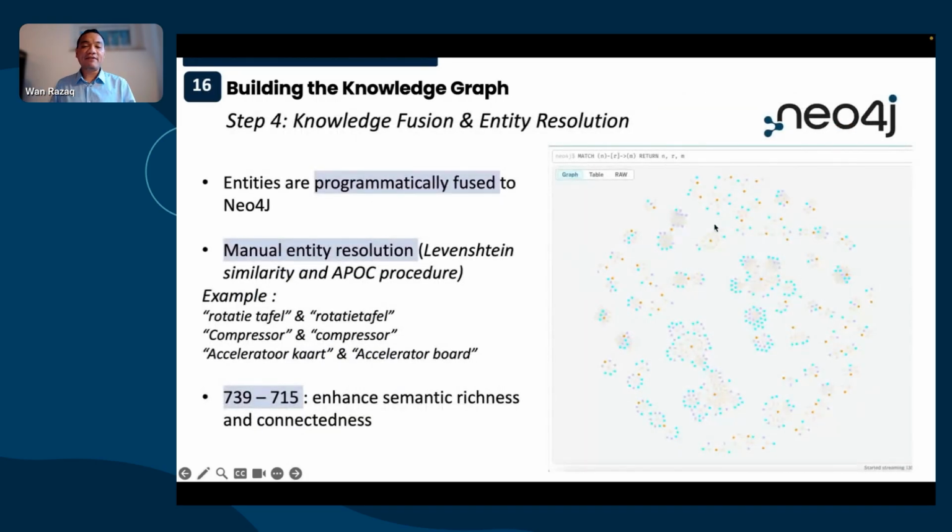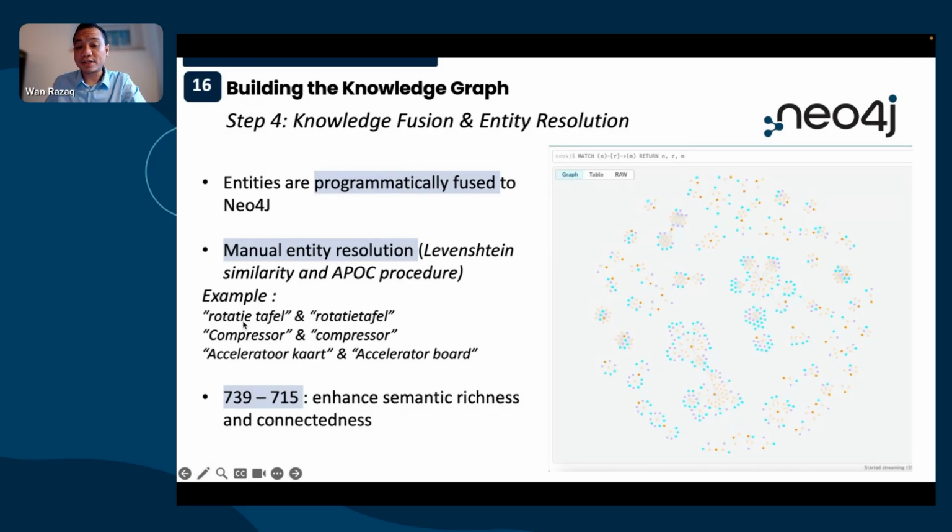After the extraction in JSON format, there comes the knowledge fusion. All the entities are programmatically fused into Neo4j, and then I did the entity resolution, meaning that some entities that are actually the same, or maybe only different in terms of language, I resolve. I use manual entity resolution using the Levenshtein similarity algorithm and also APOC procedures.